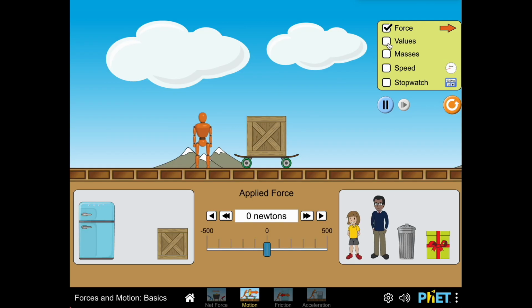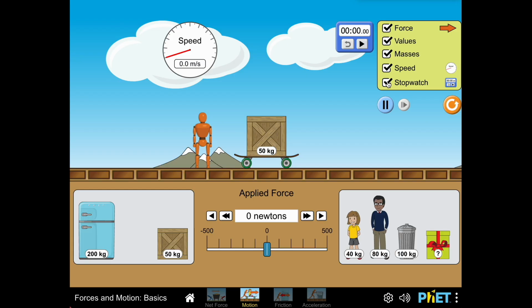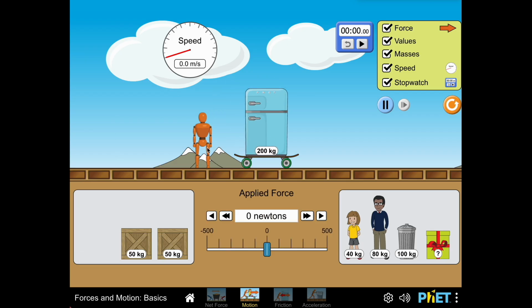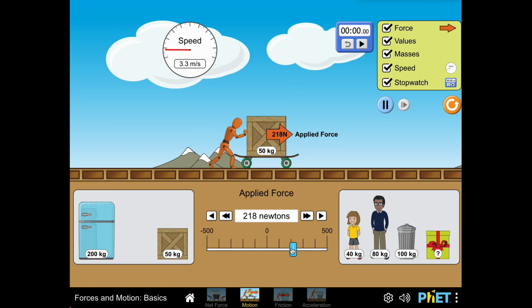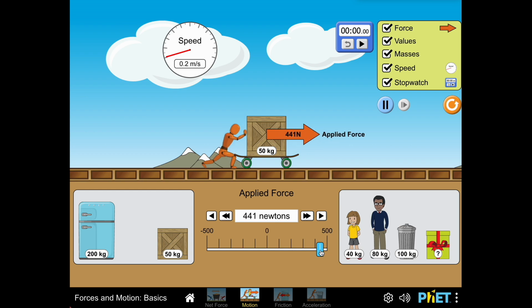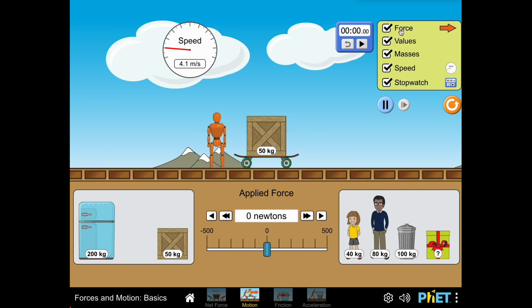For this motion simulation, you have force, values, masses, speed in meters per second, and a stopwatch. You can remove or add objects of varying masses by dragging them to and from. You can apply varying forces by dragging this to and from as well.